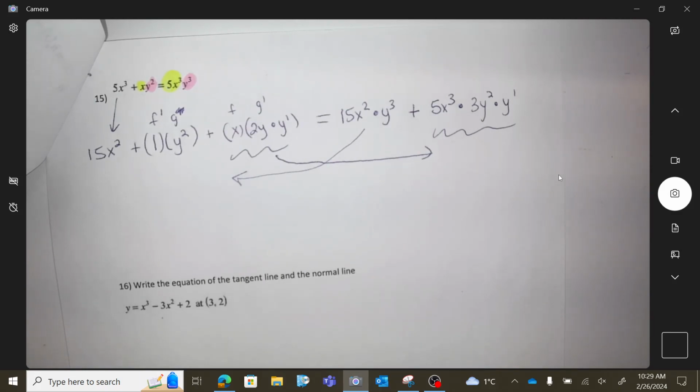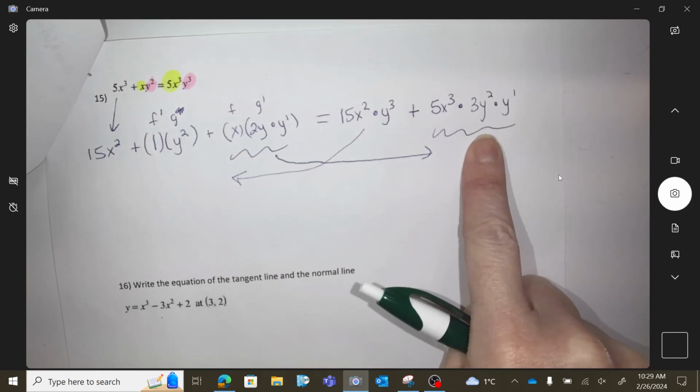Why are you moving it? Anything that has y primes in it is going to have to be on one side. And if it doesn't have a y prime in it, it's going to go on the other side. So do you see my organizing? Yeah. I want these on the same side.